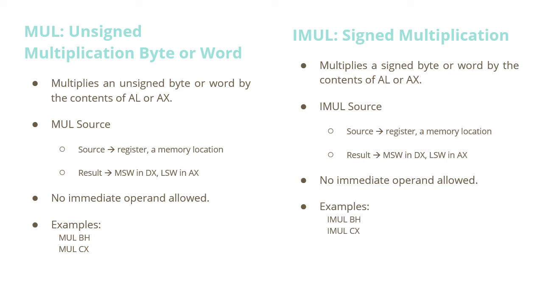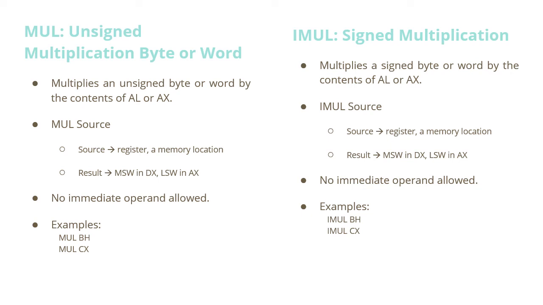The second example is MUL CX, where the contents of the CX register is getting multiplied with the contents of the AX register, and for the result the least significant word will be stored in the AX and the most significant word will be stored in DX.